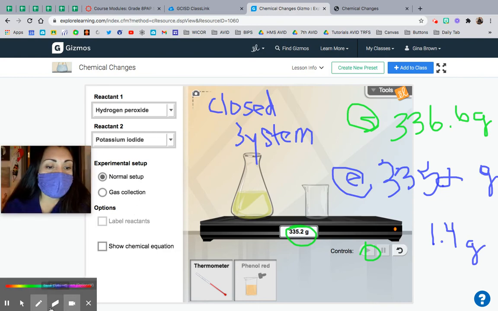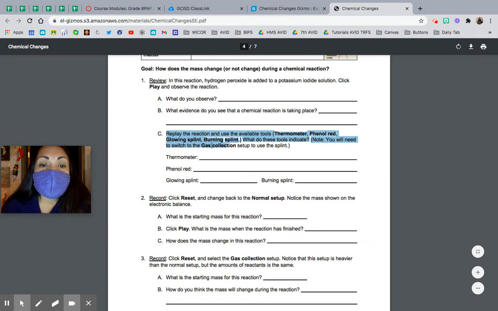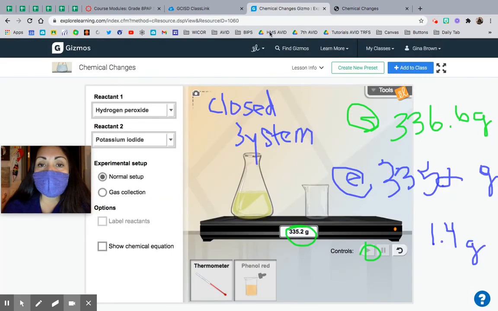So let me hop back. So you're going to see what evidence takes place and talk about the chemical reaction. Then you're going to do all of these little bits, the thermometer, the phenol red, the glowing splint, the burning splint, and you're going to see what happens. So I'm going to just do this so y'all can see. So thermometer, starting at 21 degrees. Now I'm going to do the phenol red.